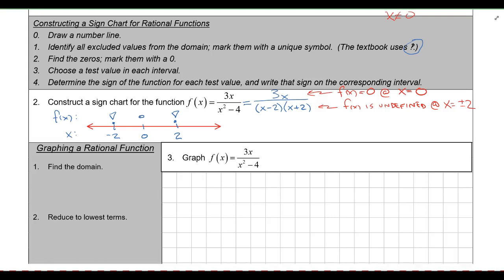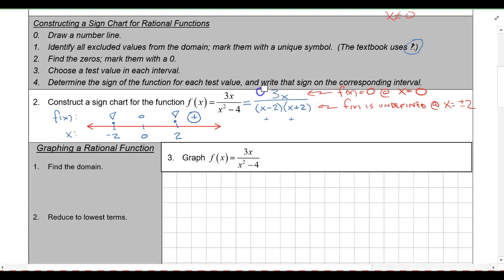Now we go on to step 3. I need to choose a test point in each interval. So let's pick a test point here, like anything positive that's to the right of 2. Let's pick the number 3. My numerator, 3 times 3, that's a positive number. My denominator, 3 minus 2, that's positive. Let me mark these here, folks. 3 minus 2 would be positive, and 3 plus 2 would be positive. So my denominator is positive, and my numerator is positive. So any value out here will be positive.